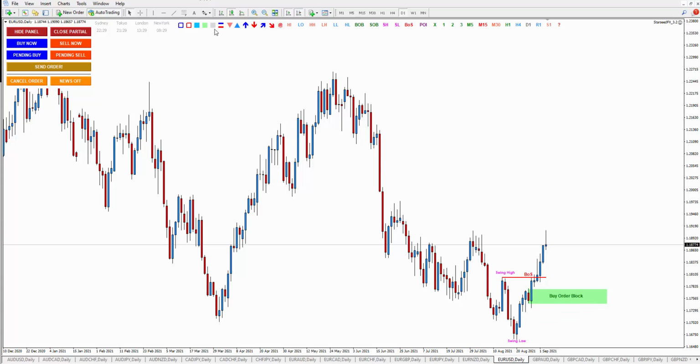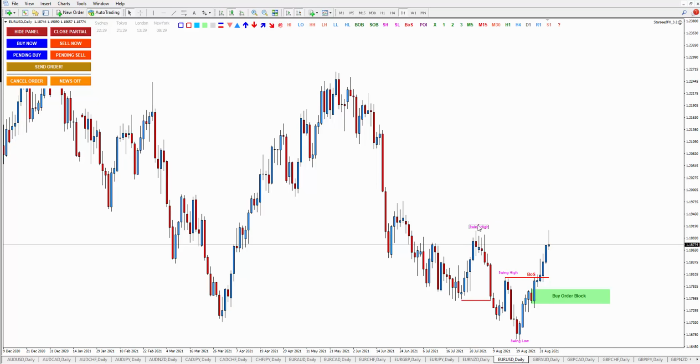And if we look left, here is the break of structure, and this is a swing high, this is a swing low, and the order block is the last bullish candle before the breakout happened. This sell order block has not been invalidated yet because the price is not closing above the swing high. So basically, it is still valid for us if we are looking for sell.